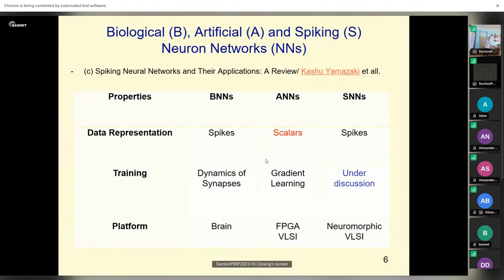It's a comparison table between biological neural networks, ANNs, classical models, and spiking neurons. For hardware implementation, SNNs have priority because we work with spikes, while signals in traditional ANNs are continuous. Training we know for ANNs, but for SNNs it is under discussion because it's very hard to implement. For the model that we propose, it will be covered later.